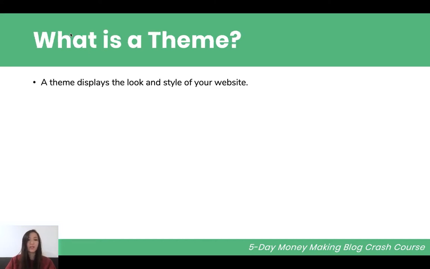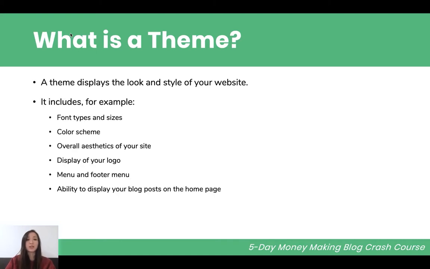So first off, what is a theme? A theme displays the look and style of your website, and it includes multiple things. For example, it can include your font types and sizes, your color scheme, the overall aesthetics of your site, the display of your logo, menu and footer menu, and the ability to display your blog posts on the home page. So basically, the theme is the design of your website.